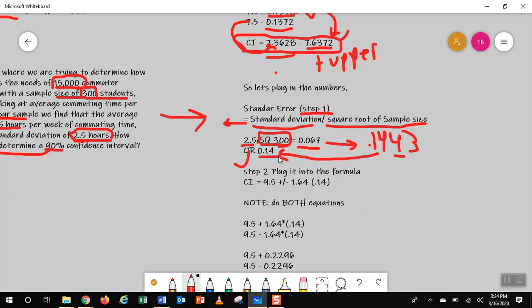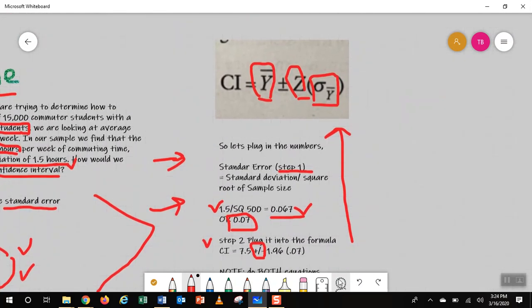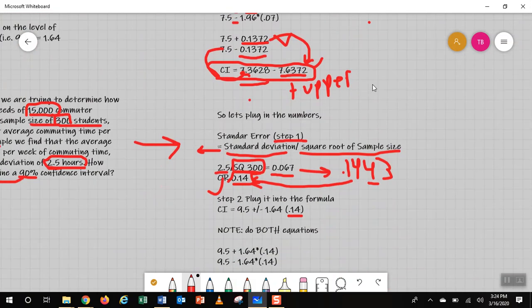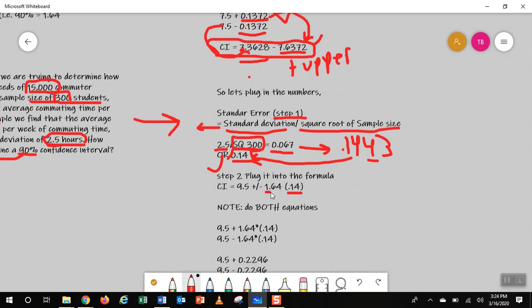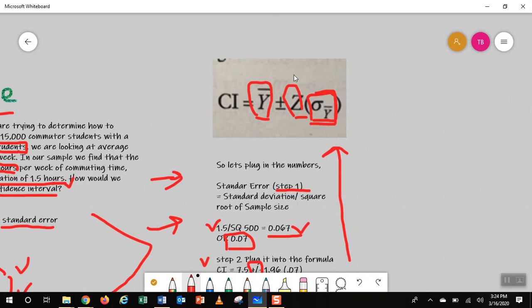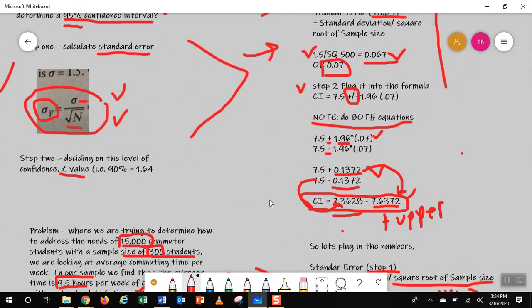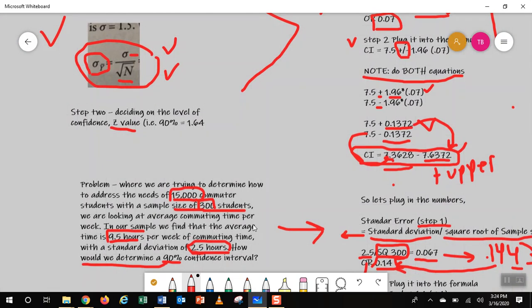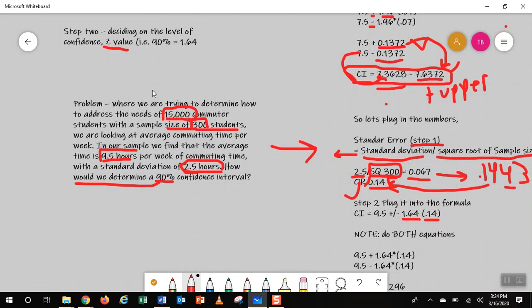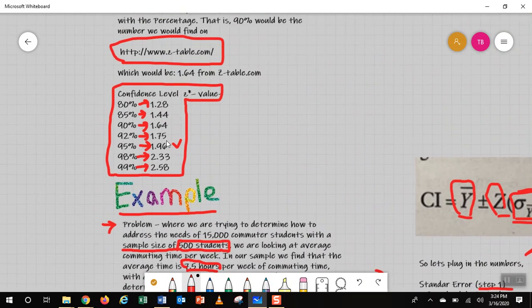So step two, we're plugging into the formula. We take the number we just got, the standard error, 0.14, and plug it in down here. This is in reference to the main formula we'll be using up above. And we're taking 1.64. That's the z number in this case. So if you go over here, we have the second one at 90% confidence, so you can look up above the 90% confidence interval of 1.64.